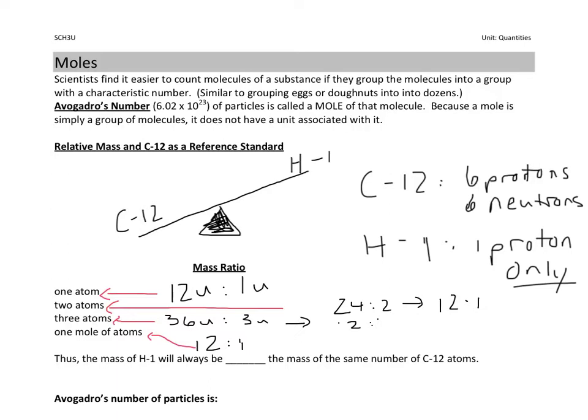Thus, the mass of hydrogen 1 will always be how much of the mass of carbon 12 atoms? Luke? 1/12. I need to write it below because I'm out of room. Does that make sense to everybody? Hannah, I see you giving it the grumpy face.